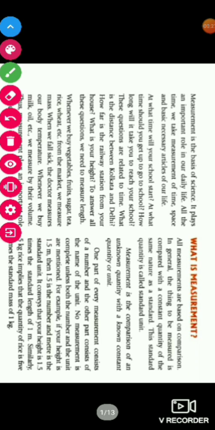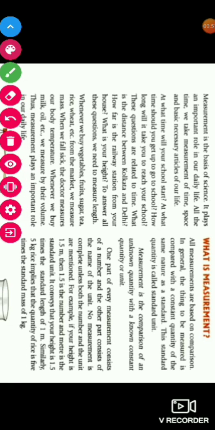Measurement is a basis of science. It plays an important role in our daily life. All the time we take measurements of time, space and basic necessary articles of our life. As we all know, it's the basis not only of science, but in our daily life, for small things and big things, it's very important.